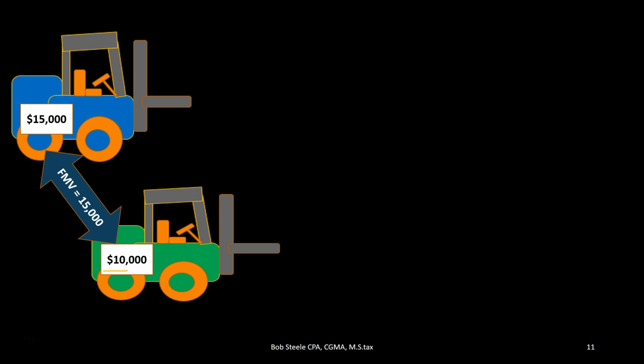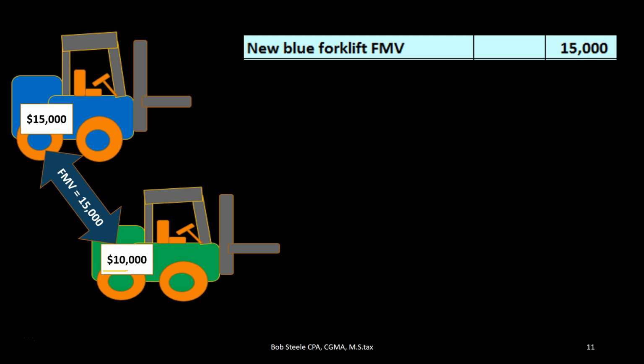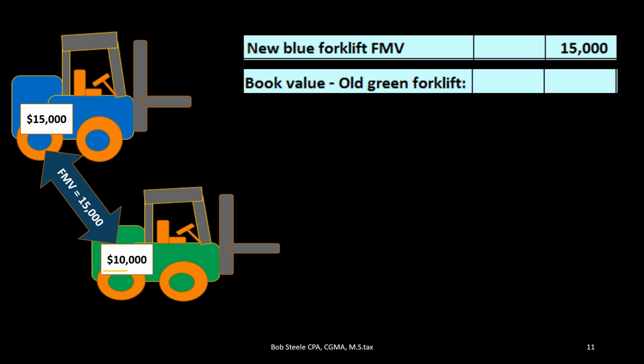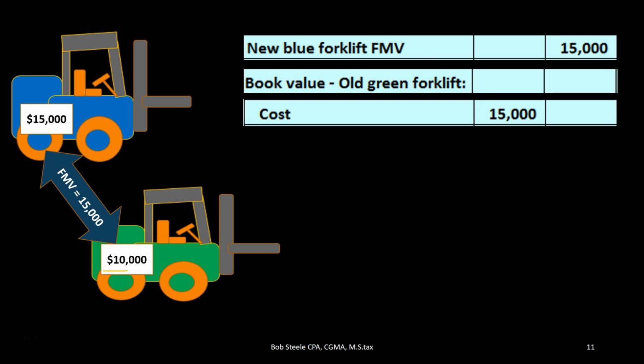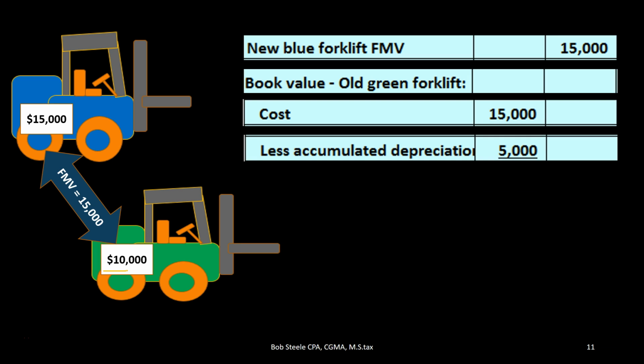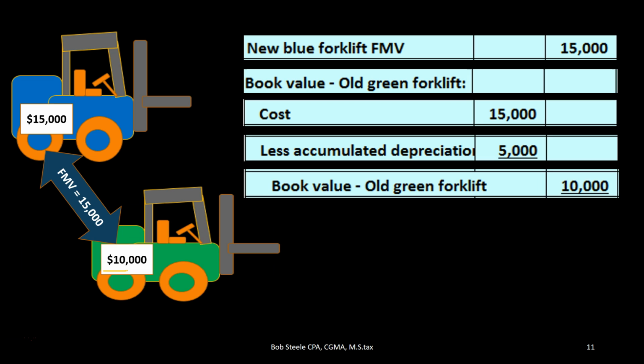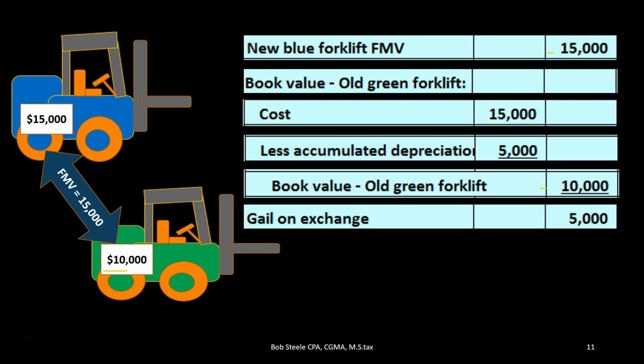Now, again, there would probably be cash involved in this transaction as well as the exchange. We're not going to deal with cash now. We're going to say that this exchange happened. And therefore, if we were going to do this in terms of a table, we would say, okay, the new forklift goes on the books for $15,000. That's the sticker price. That's what it's worth. The old forklift needs to come off the books. We bought it for $15,000, but it has accumulated depreciation of $5,000. Therefore, the book value of the old forklift is the $10,000. So if we take the $15,000 of the new forklift that we're getting minus the $10,000 of the old forklift, that means that we would have a gain of $5,000.